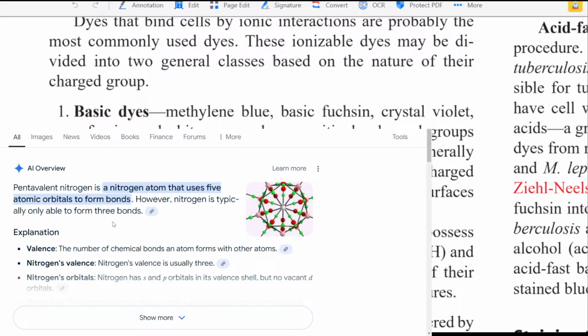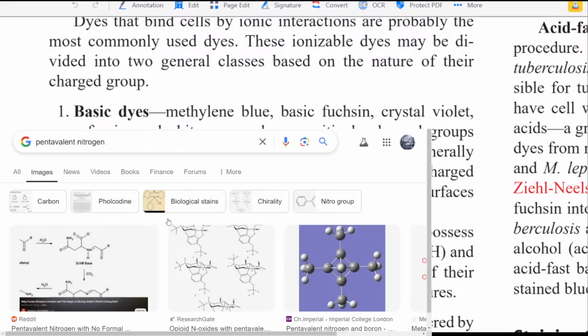Typically only available to form 3 bonds. Yeah, that's what I was saying. The nitrogen has a total of 7 electrons. No, its valence is 7. That means it has outermost 1, 2 and then 1, 2, 3, 4, 5. It does make 5 bonds.